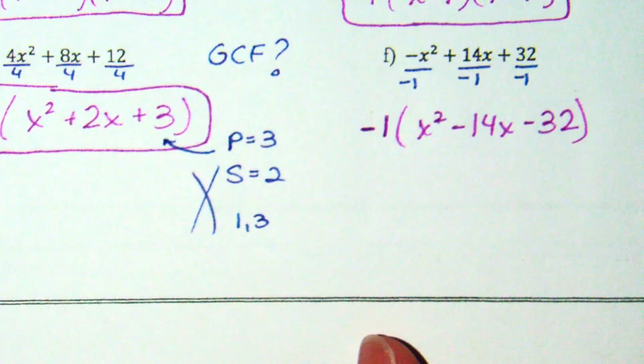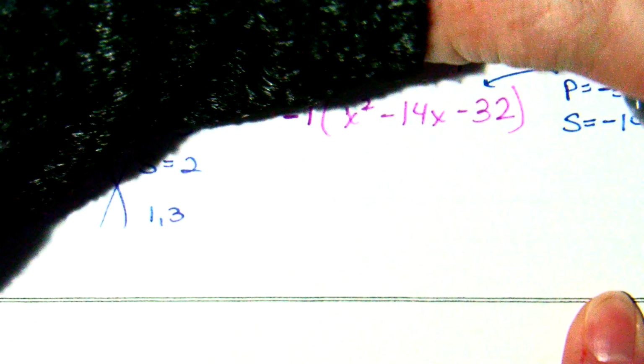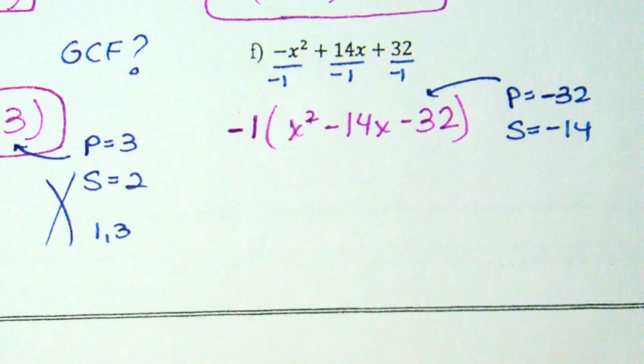Okay. As always, the question becomes, are we done? We at least need to investigate, right? Yeah. And I'm much more willing to investigate because it's a positive x squared. I'm confident there. If it's going to factor, I can do x and x. So if it factors, we're going to need a product of negative 32 and a sum of negative 14.